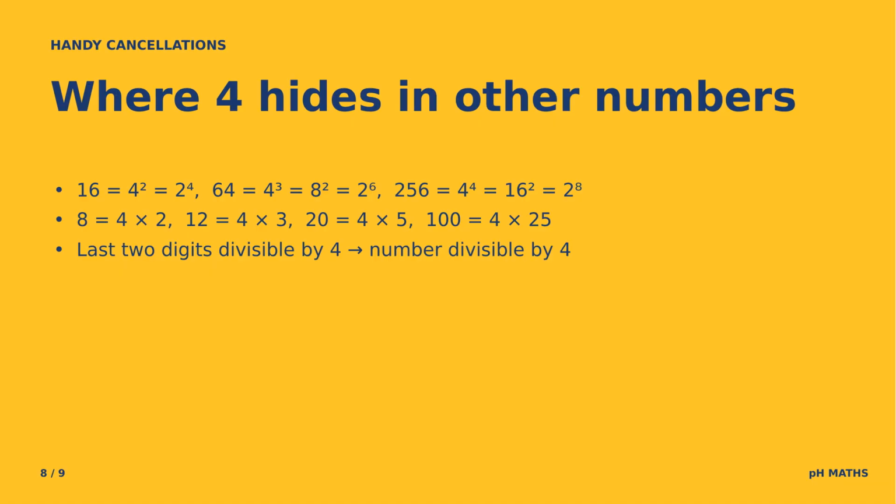Where 4 hides: 16 is 4 squared and also 2 to the 4th. 64 is 4 cubed and also 2 to the 6th and also 8 squared. That's the trickster number that's both a square and a cube. 256 is 4 to the 4th and 2 to the 8th. And the rule for divisibility: if the last 2 digits of a number divide by 4, the whole thing does. Save time on factor problems.